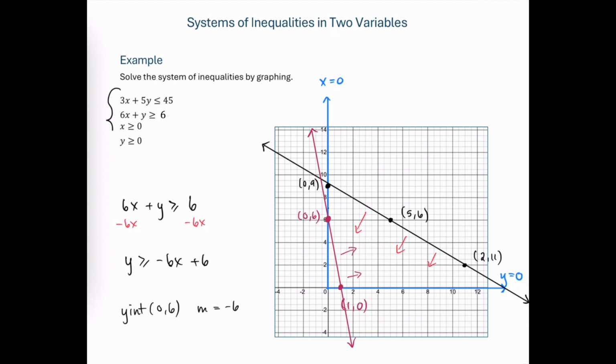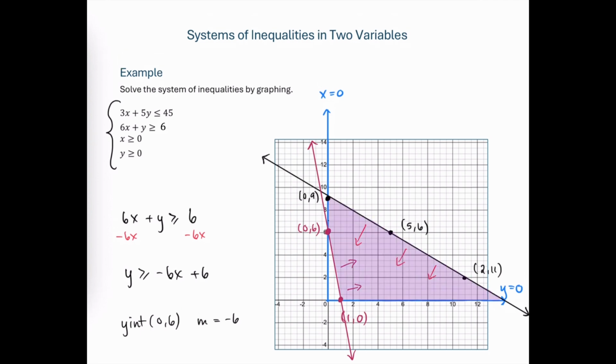So the solution to this entire system is going to be the region in the first quadrant that is below the black line and above the purplish line. And that would be this shaded region right here.